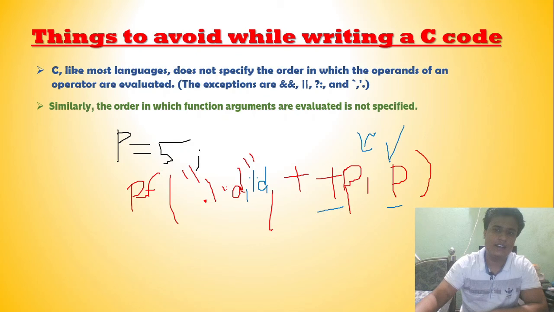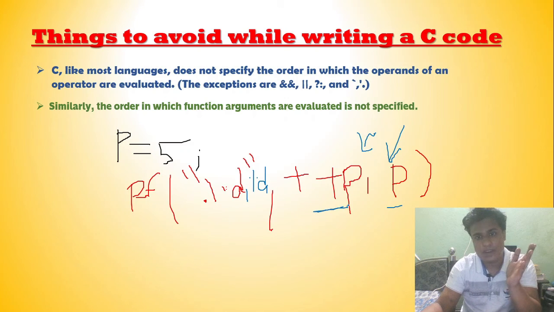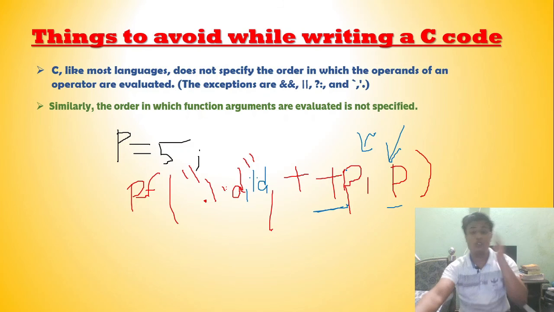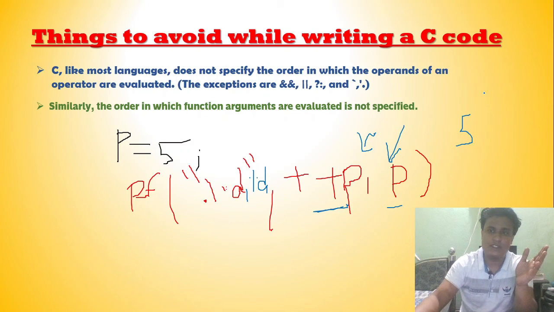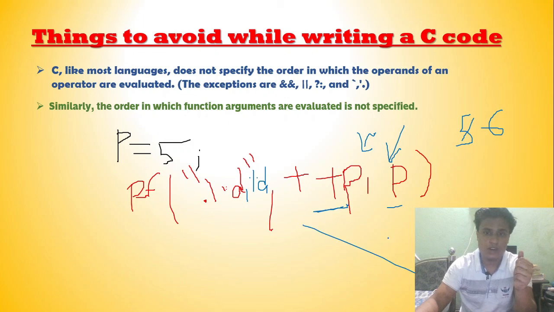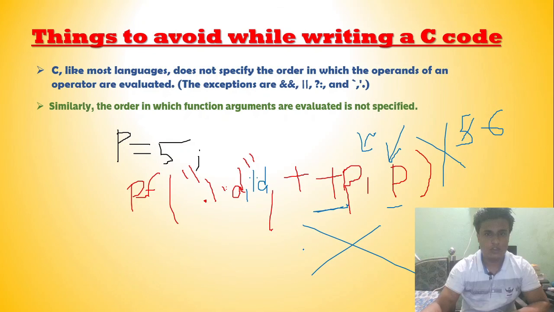In this case, it is not certain whether p is printed first or p is incremented first. There is no surety in this code that either 5 will print first, or the value is incremented first, becoming 6, and then it will print. So there is no guarantee. Don't use it. This is not allowed. Don't use it. I made it clear. So moving on now.